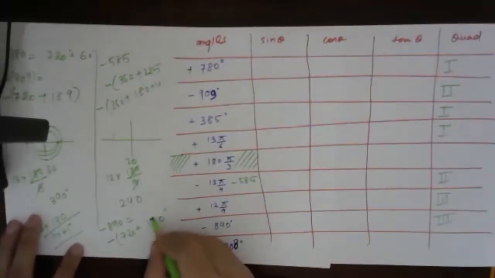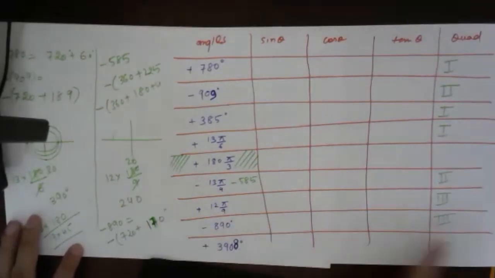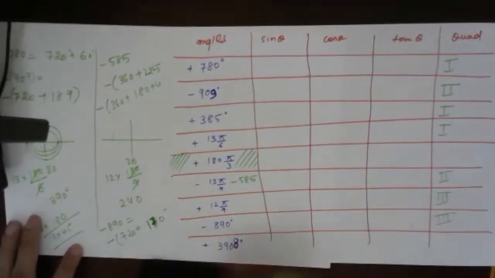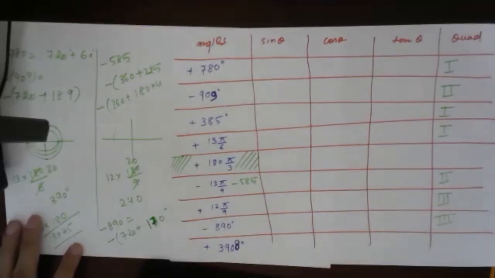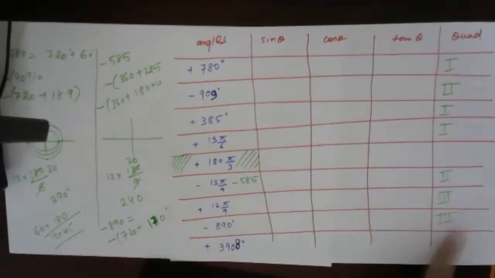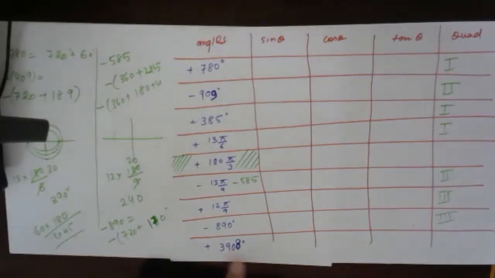Oh, sorry. Minus 170. Yeah, I think it is still in the third quadrant. Yes, still in the third quadrant. Correct. 720 plus 170 is still in the third quadrant. Okay, fine. Now let's see 3908.